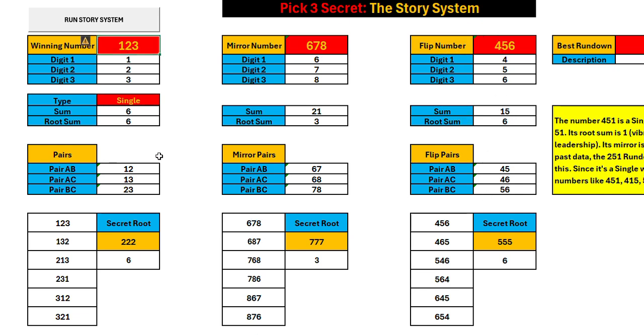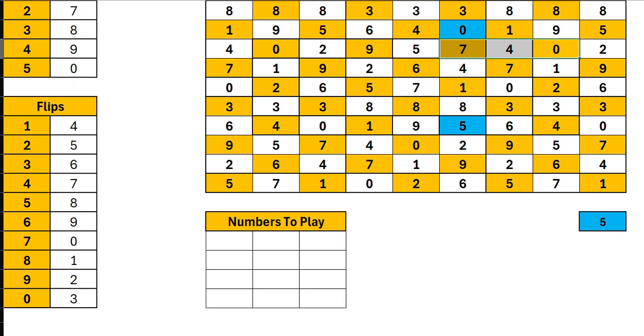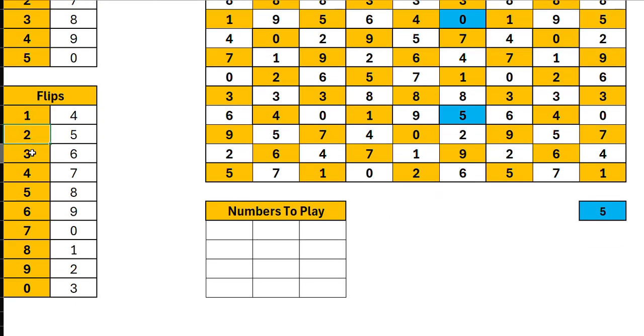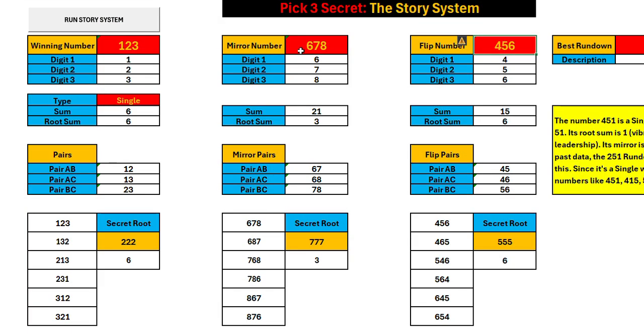So what do you call a flip? If you mirror this number, it is 678. If you use a number and you did a flip on it, it's 4, 5, 6, right? And here's a chart for that flip. See, 1, 2, 3 is 4, 5, 6. If you look on the mirror side of it, 1, 2, 3 is 6, 7, 8. See, that's how it's mirrored off.